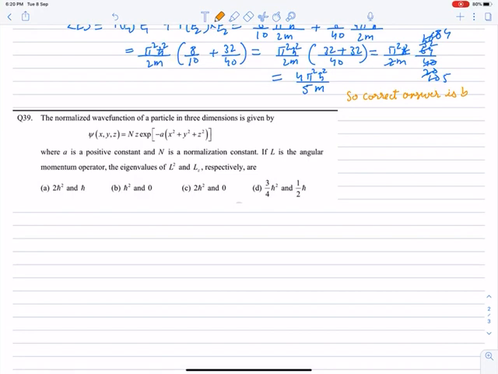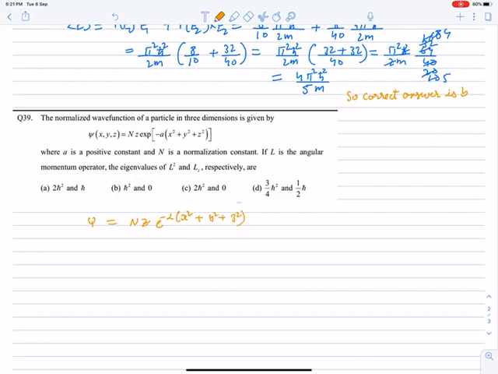See, this question has many methods, but in entrance exams you have to take a shortcut method, otherwise this question will become very lengthy. So the shortest way to do this question is: psi is equal to N z e to the minus alpha, and first I write as it is, x square plus y square plus z square.